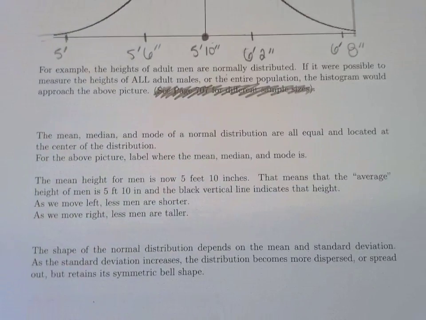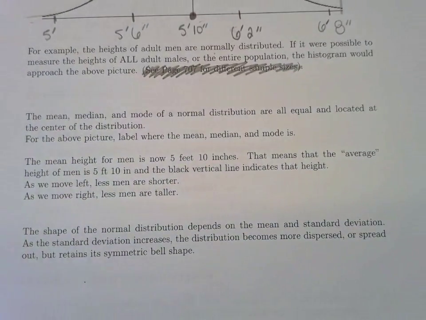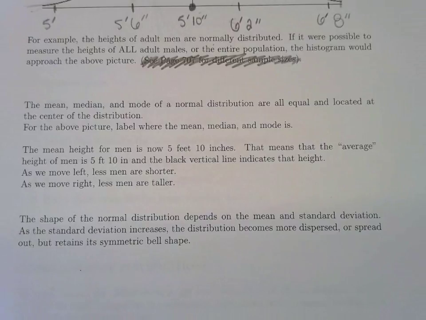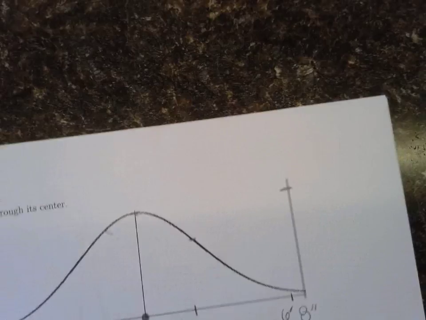Okay, bottom of page 13, it says the shape of the normal distribution depends on the mean and standard deviation. As the standard deviation increases, the distribution becomes more dispersed or spread out. So remember, higher standard deviation means more spread. But if it's normal, it still retains the symmetric bell shape.